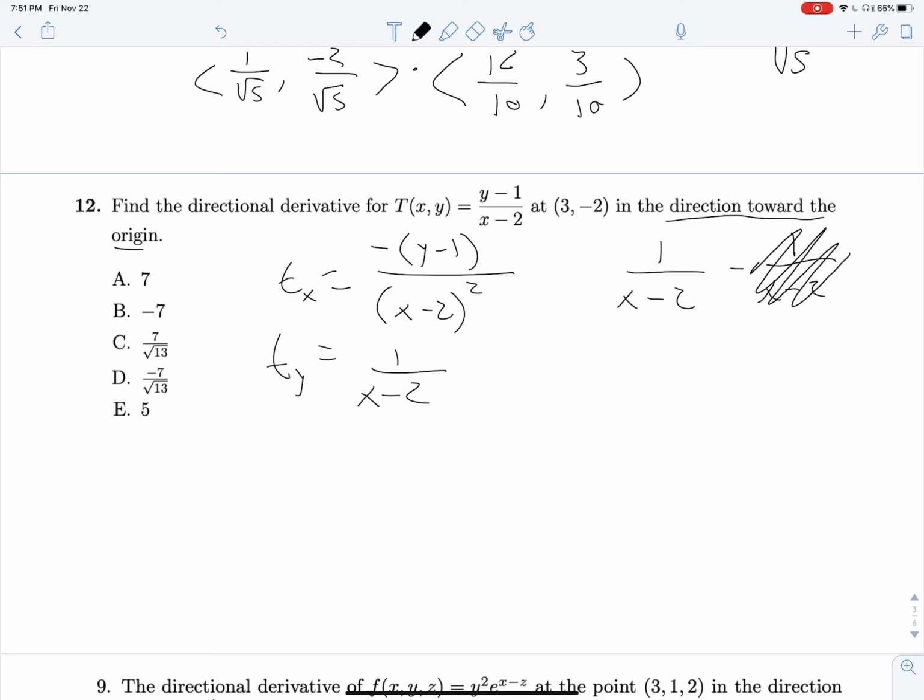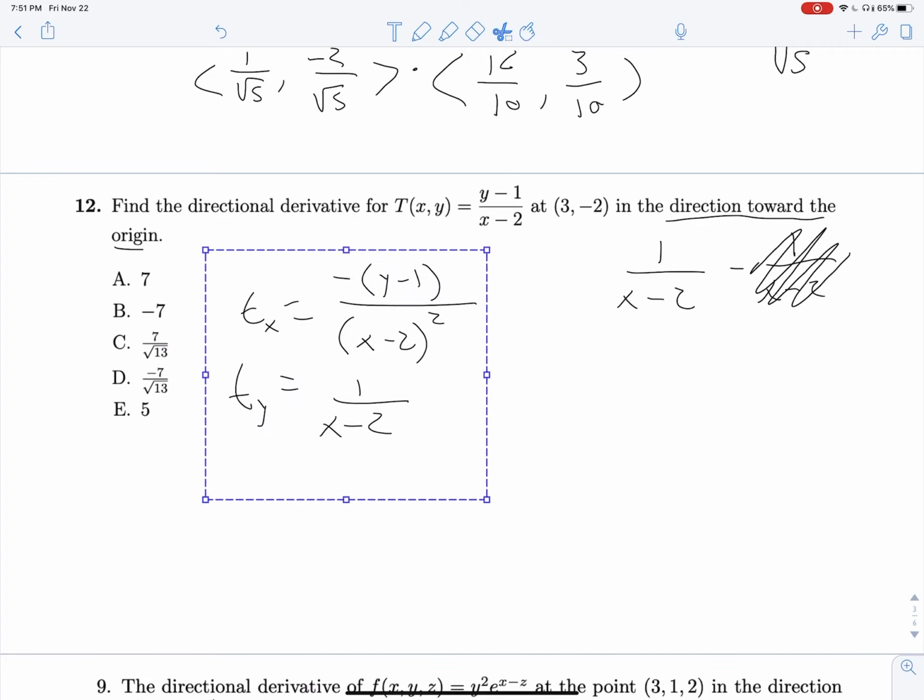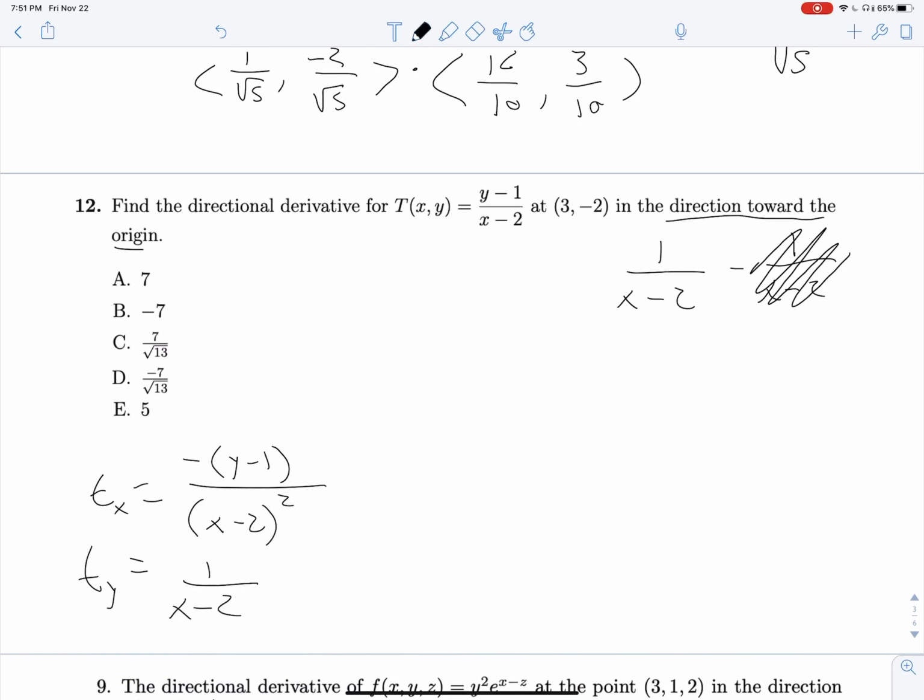So now, plugging in 3 and negative 2, let's see what we get, and I'm going to need a little bit more space in here. This will be 3 over 1, and this will be 1. Okay, so what is our direction vector?